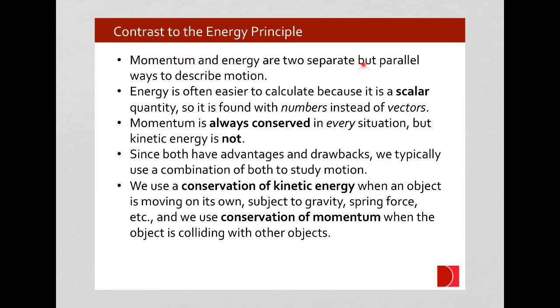Momentum and energy are two separate but parallel ways to describe motion. Energy is often easier to calculate because it's a scalar quantity, so it's found with numbers instead of vectors. Momentum is always conserved in every situation where kinetic energy is not always conserved. Thus, both have advantages and drawbacks. We typically use a combination of both to study motion to cover all of our bases.